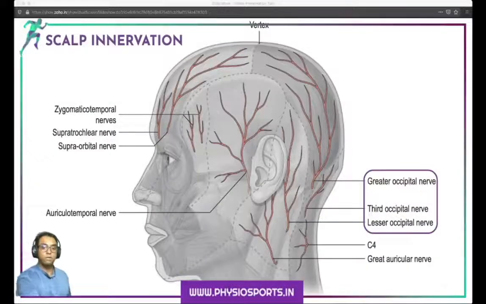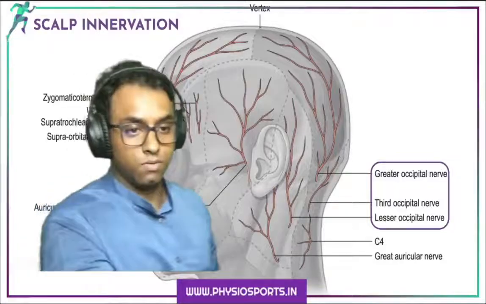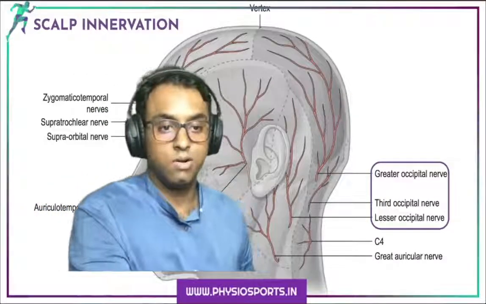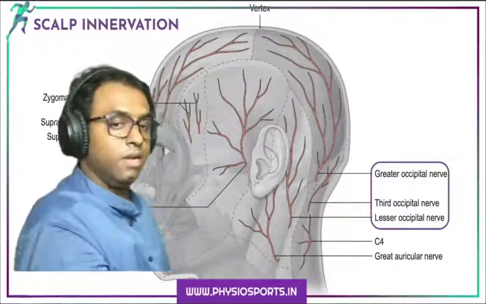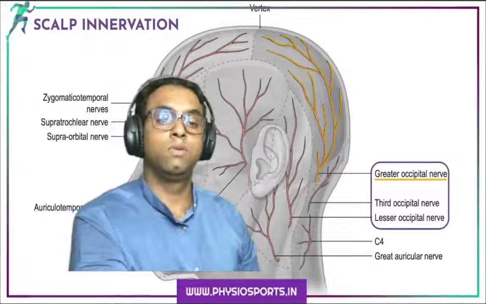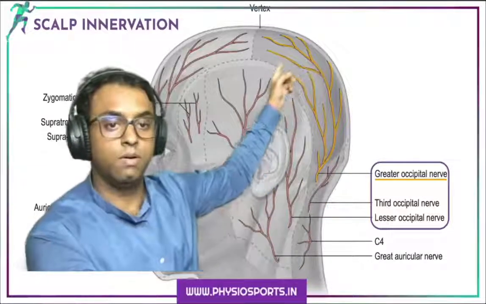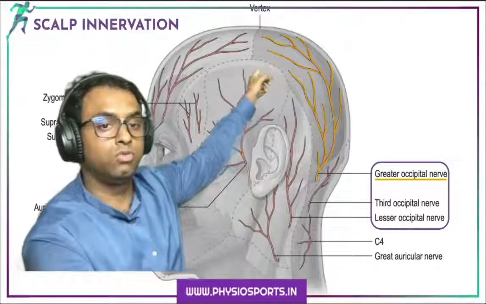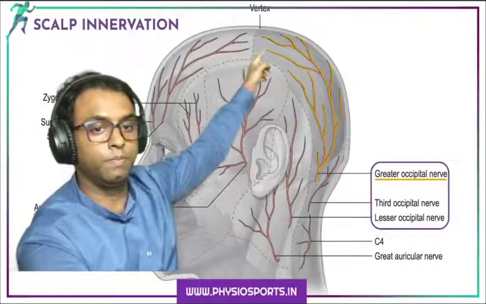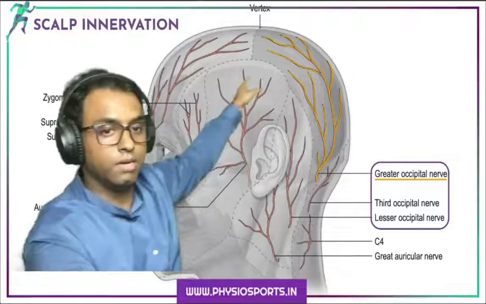This is of importance: scalp innervation, the greater occipital nerve, the third occipital nerve, and the lesser occipital nerve, and the innervation of the scalp. The greater occipital nerve has innervation up to the vertex, that is the coronal suture of the skull. It majorly covers this whole entire area over here.